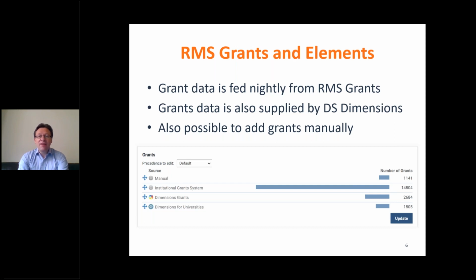In the graphic on the bottom half of the screen, you should be able to see that the numbers of grants largely come from our own institutional grant system. But as you can see too, the Dimensions grants and Dimensions for universities also help to populate a fuller picture of the grants. This is especially true if a new joiner or new academic joins the university. If they've had their grants captured in the sources that Dimensions looks at, all their grant data comes in, and that becomes part of their profile.